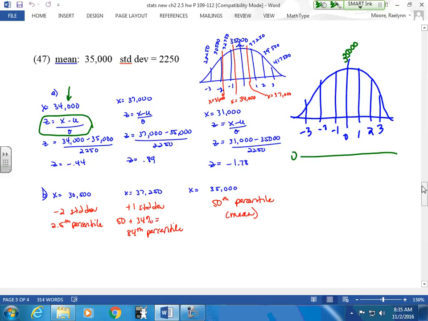I take another value, 37,000. Right here, a little bit above my mean, a little bit before the 1. So I should get a number that's very close to 1. When I work this out, I get 0.89. My 31,000 puts me over here, right before the negative 2, right before my 30,500 something marker. When I do that, I get negative 1.78. Okay.